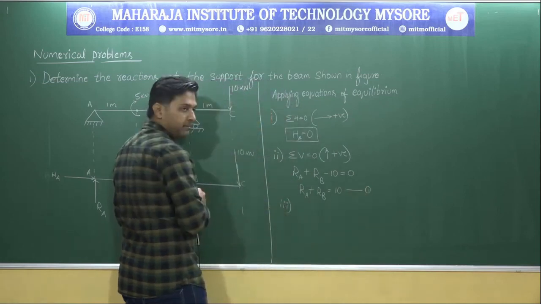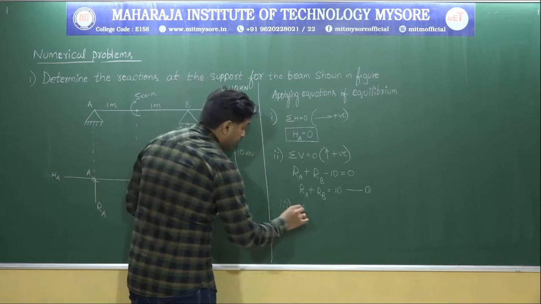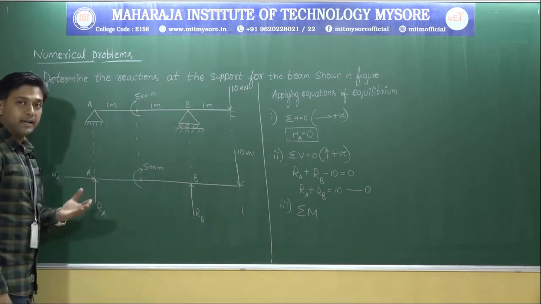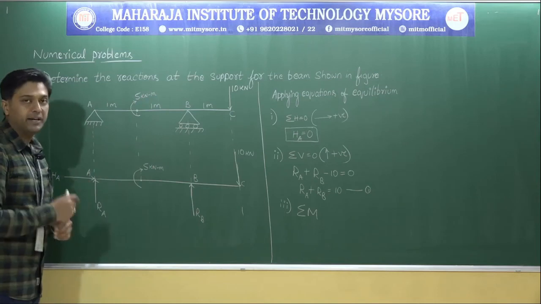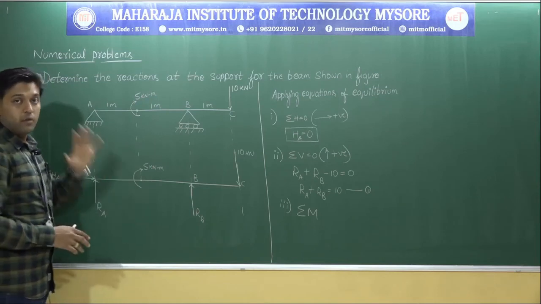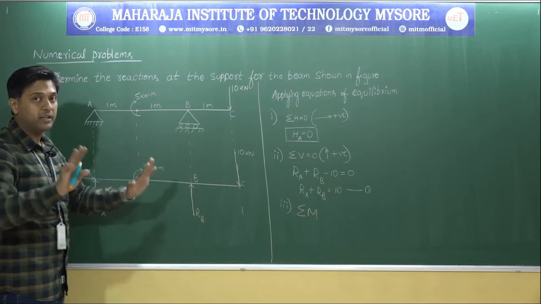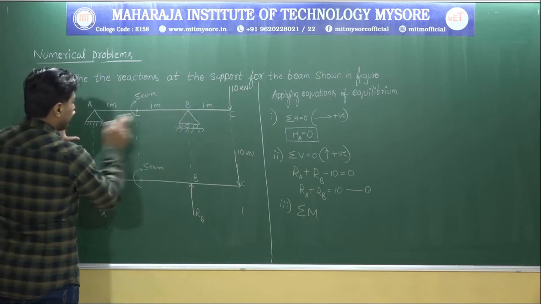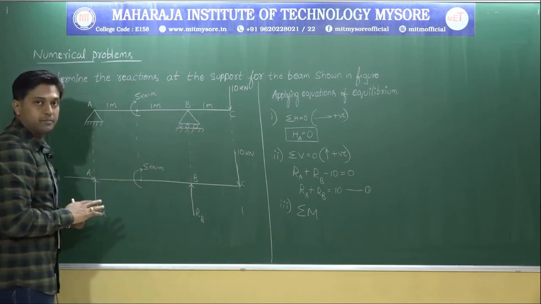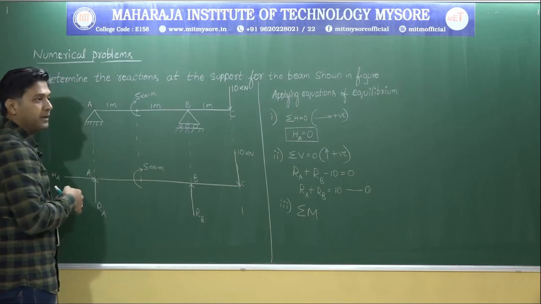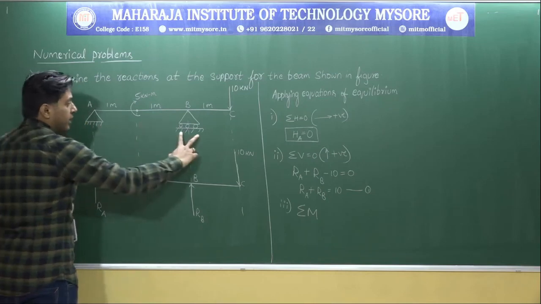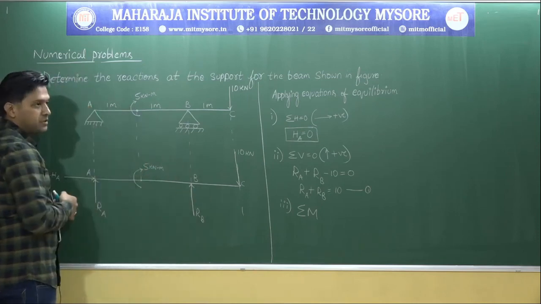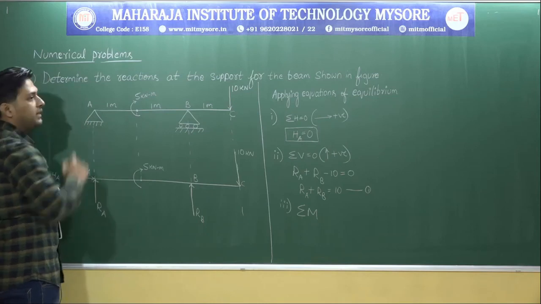Let me go with the third one. That is sigma M is equal to 0. But about which point shall we take? That is very important. Observe here. I will be taking the summation of moment about a particular point. I will give you a clue: where you are having maximum unknowns. One thing is sure, either you need to take the moment about point A or point B. Wherever you are having supports, take the moment about that particular point, because you need to calculate the support reaction at that point. So either you consider A or consider B. But my suggestion is, where you are having more number of unknowns, take the moment about that particular point.